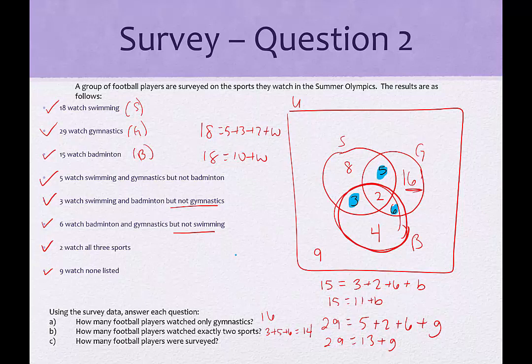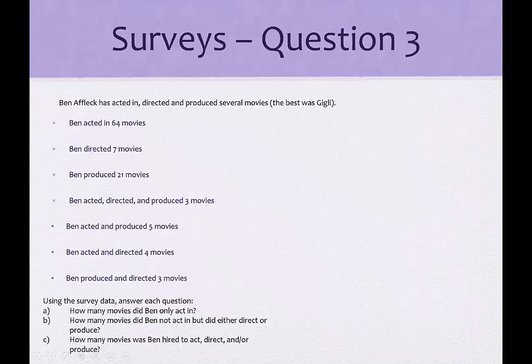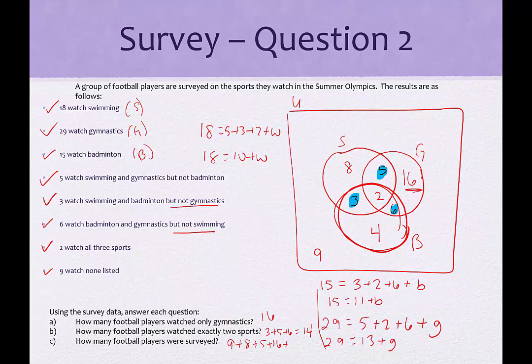How many football players were surveyed? So we need to add up all of the regions. So we are going to add up 9 plus 8 plus 5 plus 16 plus 3 plus 3, plus 2, plus 6, plus 4. That should be 8 regions, right? 1, 2, 3, 4, 5, 6, 7, 8. Okay, so I didn't miss any. That's 17, 22, 32, 38, 41, 43, 53. So it looks like 53 football players were surveyed.